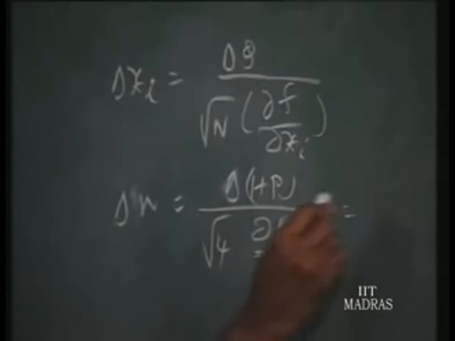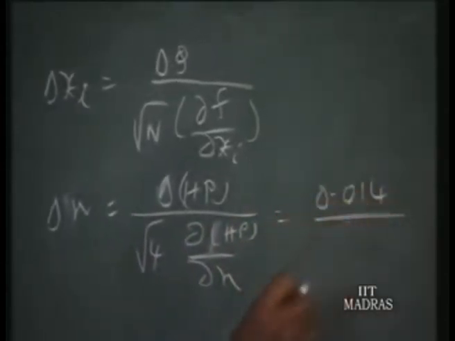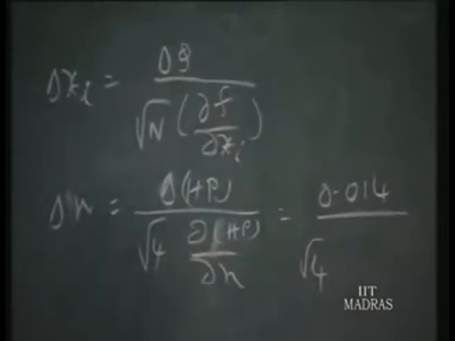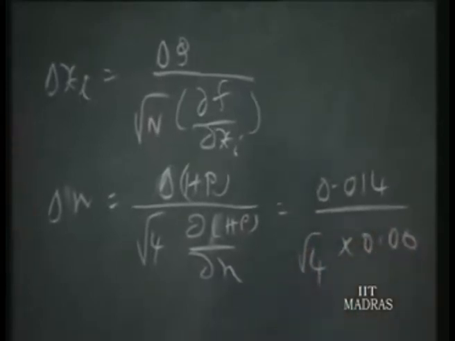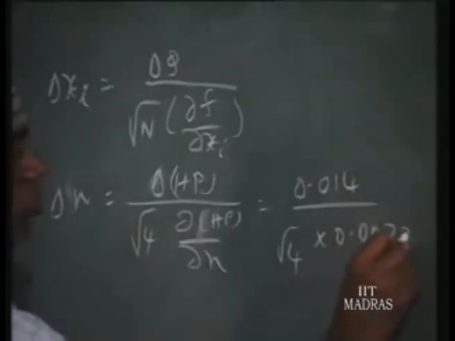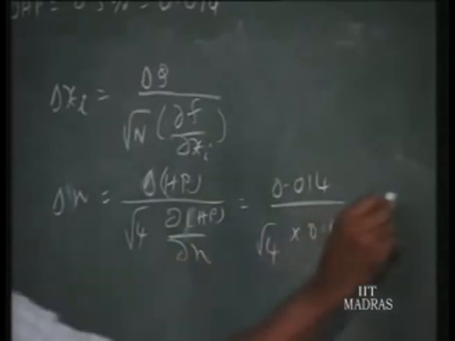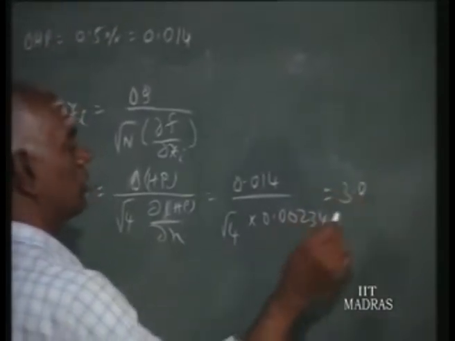So, we substitute here, delta horsepower is 0.014 divided by root 4 into dou hp by dou n, which we already calculated earlier, that is 0.00234. This is what you found in the earlier problem, dou hp by dou n. So, now this comes to about 3 rotations.